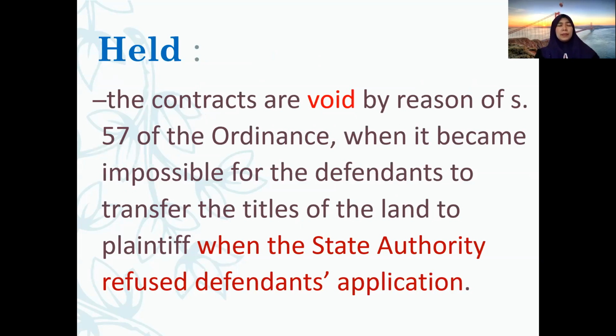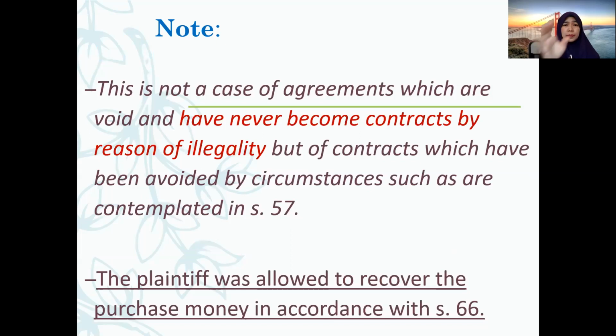Eventually, this is the finding by the court as far as the case was concerned. The court said the contracts are void by reason of section 57, which we are going to learn later, when it became impossible for the defendants to transfer the title of the land. They entered into the agreement, but later the transfer could not be done, because the seller could not get the title. The state authority refused the defendant's application to get the title. So of course, he cannot transfer the property.